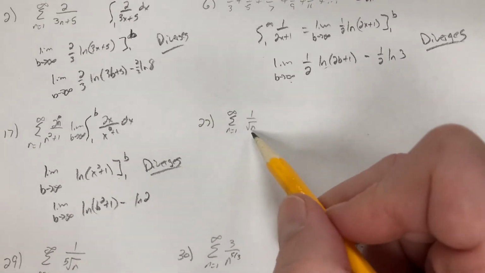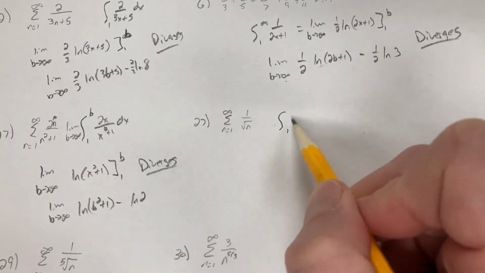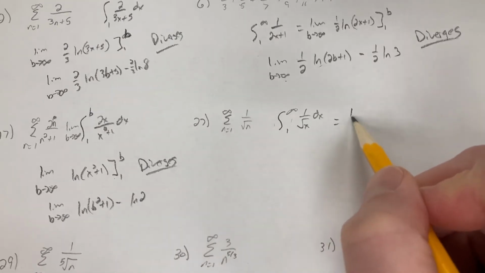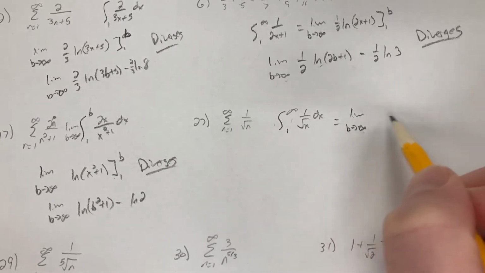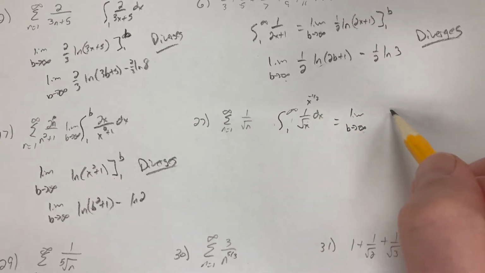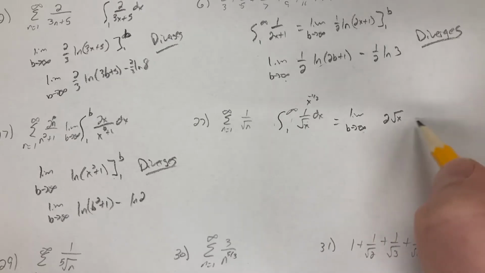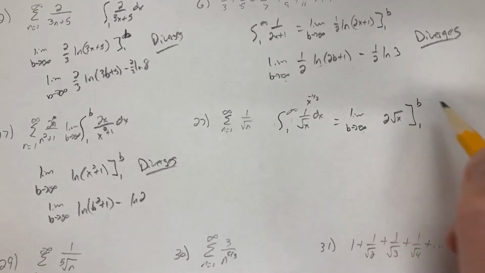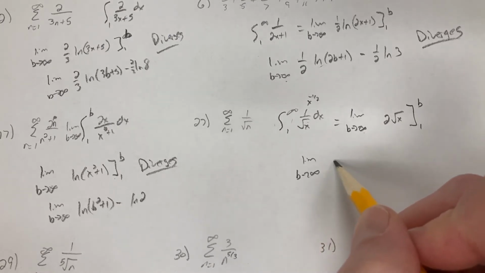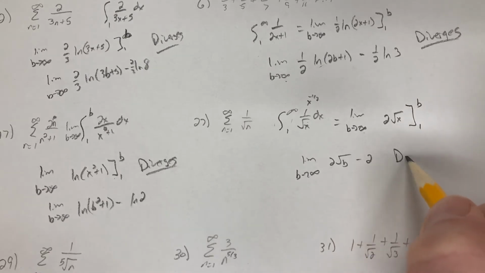We get to 27, and now if I do this as an integral test, I get from 1 to infinity 1 over square root of x dx, which is going to be the limit as b approaches infinity of the integral of this. Now if I rewrite that as x to the negative 1/2, I'm going to get x to the 1/2 over 1/2, or 2 square root of x, from 1 to b. And so this is the limit as b goes to infinity of 2 square root of b minus 2, and that diverges.